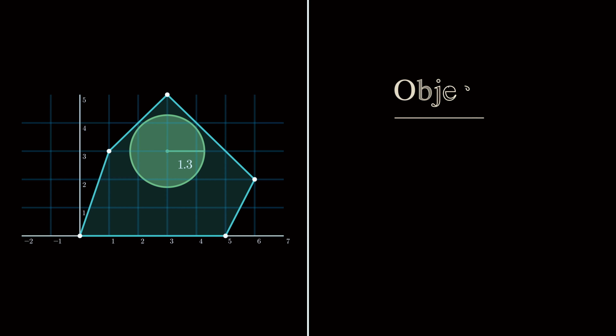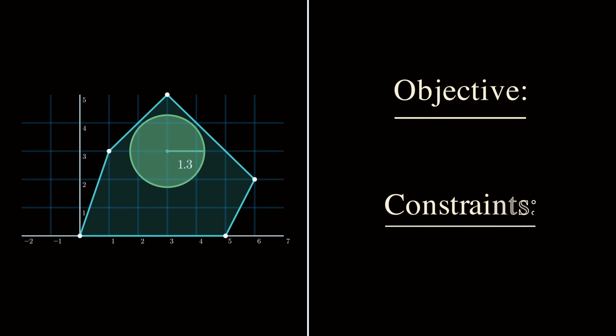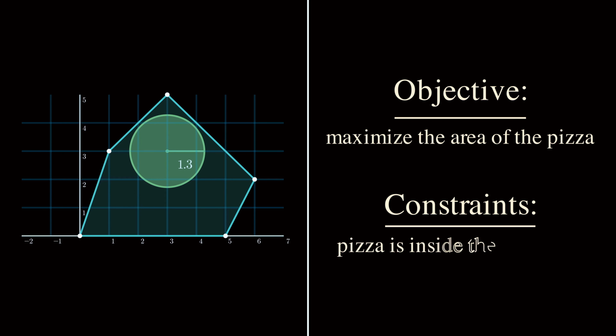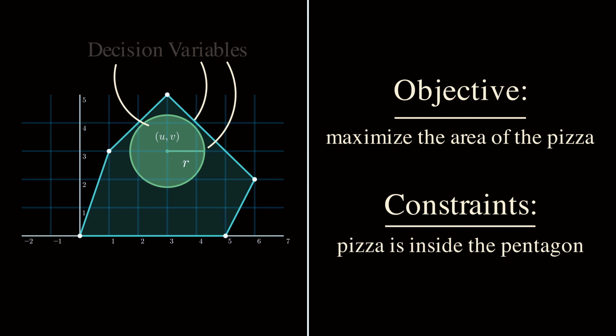In optimization, we typically want to maximize or minimize a value, subject to some constraints. Here, we want to maximize the area of the pizza. The constraint is that the pizza is contained within the box. Now, let's try to translate all of this into math. We can let the variables u and v denote the x and y coordinates of the center, and we can let r denote the radius of the pizza. u, v, and r are called decision variables. These are the variables that we want to find.